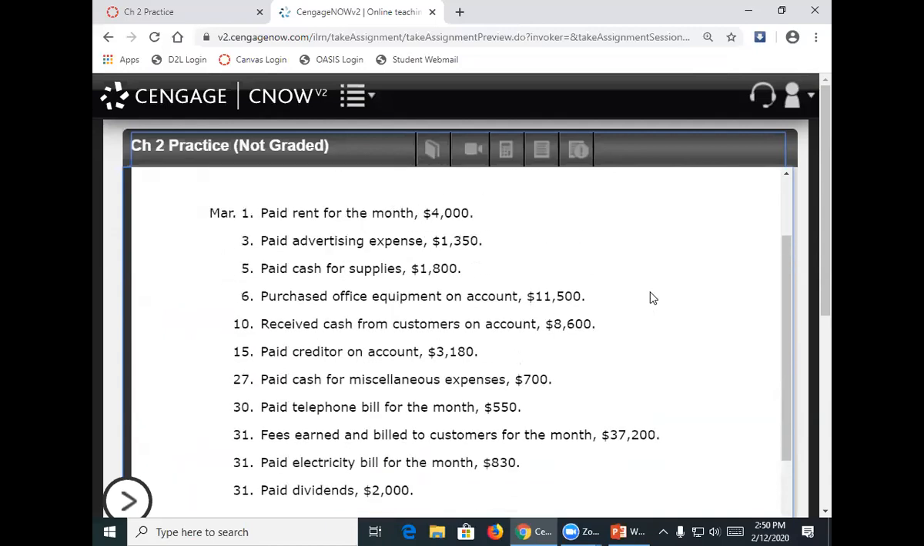March 5th, we paid cash for supplies. What two accounts? Supplies and cash. Good. Which one do I debit? Supplies. It gets confusing, right? They're trying to trip you up. We purchase supplies. Supplies is an asset. Are supplies increasing or decreasing? Increasing. So the asset supplies will be debited because the supplies are increasing.